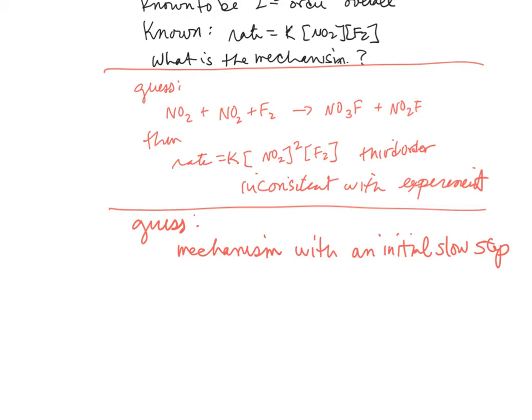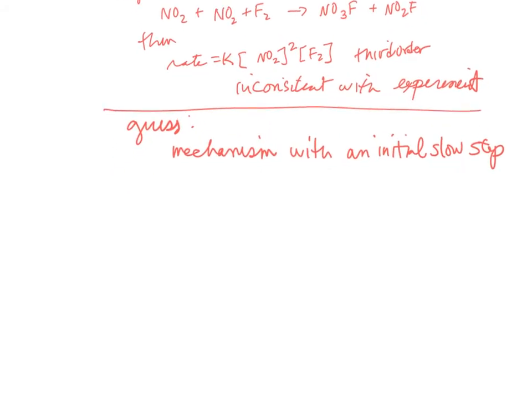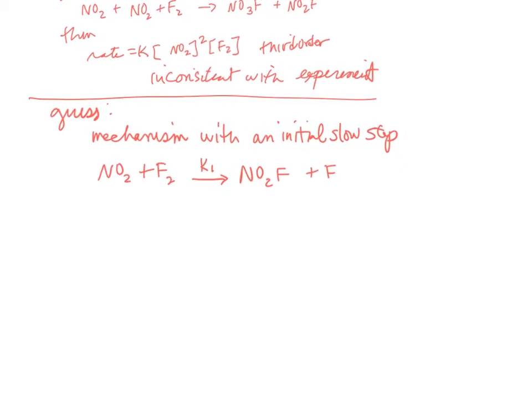And you write out the steps for the mechanism. This would be NO2, one of the NO2s reacting with F2. And you draw an arrow. You're going to label the rate constant for this first step as k1. Then you have NO2F as the product plus F. F is highly reactive, so a good guess that that's going to be an intermediate. So we can label this one as the slow step.